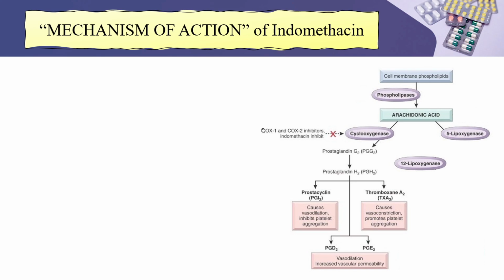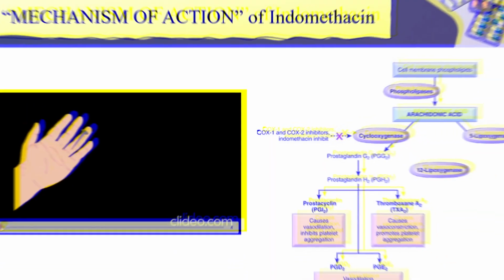The prostaglandin H2 is converted into a number of things that include prostacyclin PGI2 and thromboxane A2, which causes vasoconstriction and promotes platelet aggregation. Prostacyclin causes vasodilation and inhibits platelet aggregation. Also, it gets converted into PGD2 and PGE2, which lead to vasodilation and increased vascular permeability.